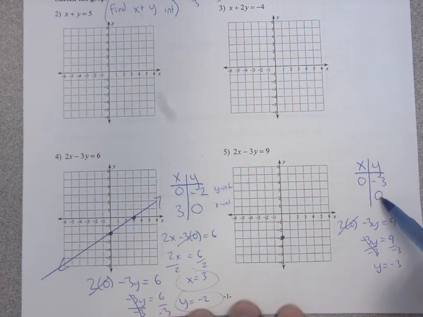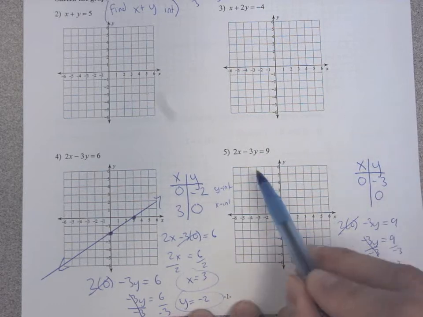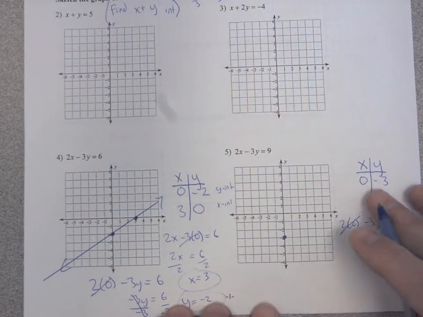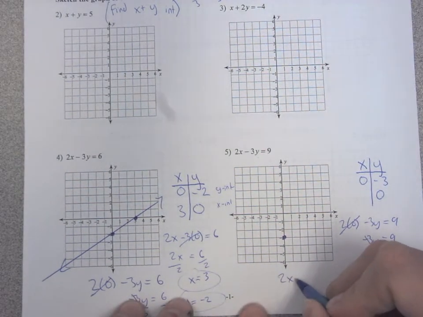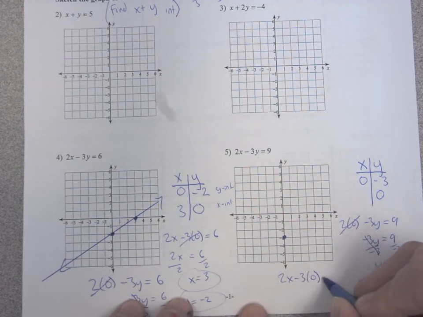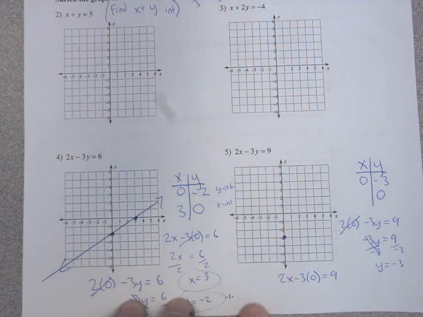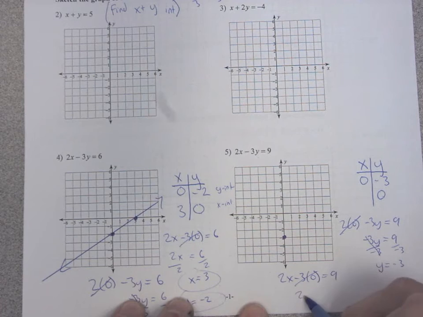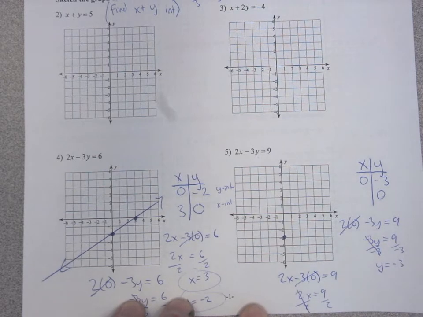All right, now I can do this process again, except this time I'm going to make the y equal to 0. So this point will be where the y is 0, so I'm going to put a 0 right there. So we're going to have 2 times x minus 3 times 0 equals 9. Remember, this part we don't need anymore. I just have 2x equal 9. And now I divide both sides by 2. Okay, now usually we like simplified improper fractions, which this is, 9 over 2.